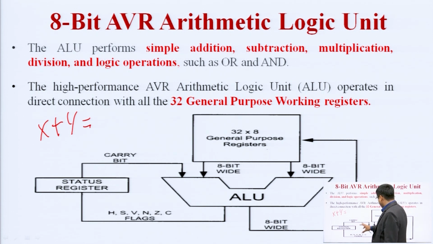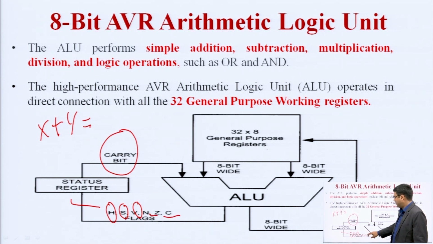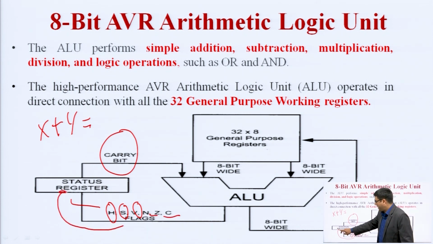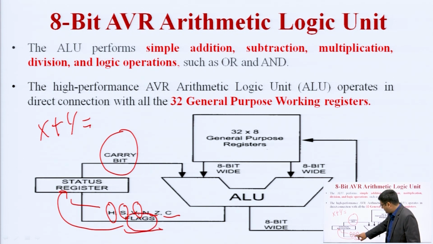So these flags are used to point out the carry. There are status registers: H, S, V, N, Z, C are all status register bits. Like in the microcontroller, we have seen that there are some status registers available. In the AVR microcontroller, there are some registers available, and here you have seen the term flags.